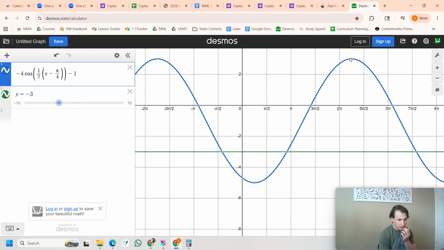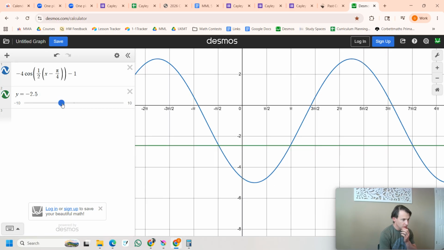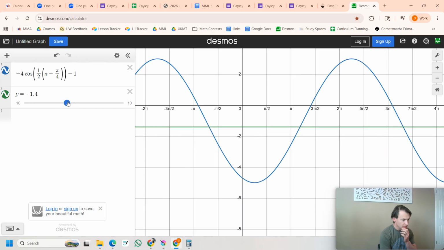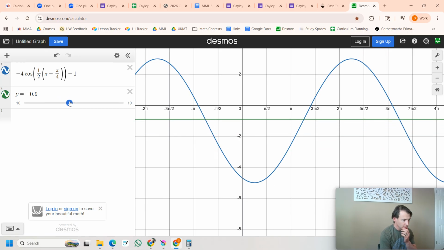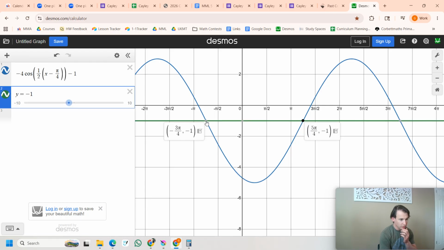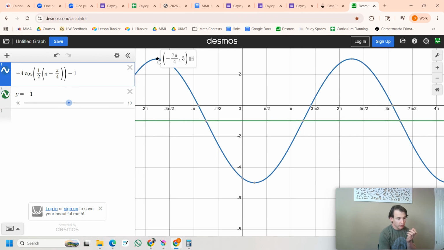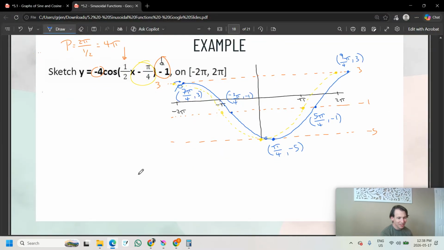Okay, so there's one of them at 9 quarters pi. There's one of them at 1/4 pi. That's not in the right spot anymore. The midline is up here. Minus 1. And so we have that at 5 quarters pi and negative 3 quarters pi. So yes, all of the places that I said. Right, so this is the way that we do these things.